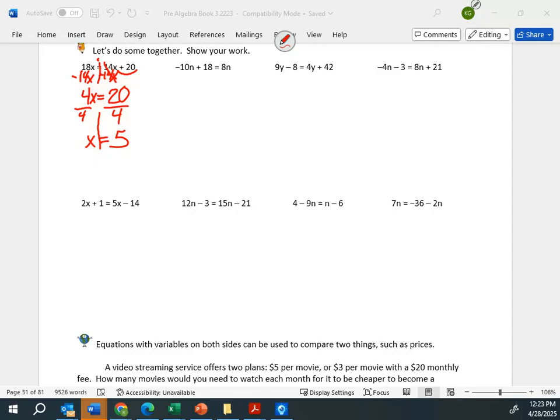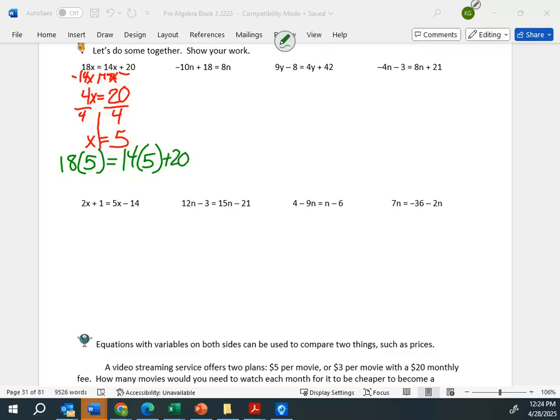We need to check our work. So to check our work, we're going to put that 5 in for x. So I have 18 times 5 equals 14 times 5 plus 20.